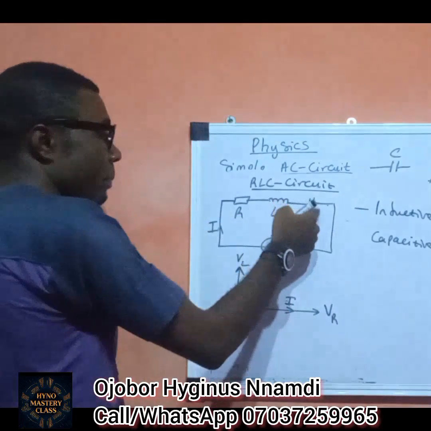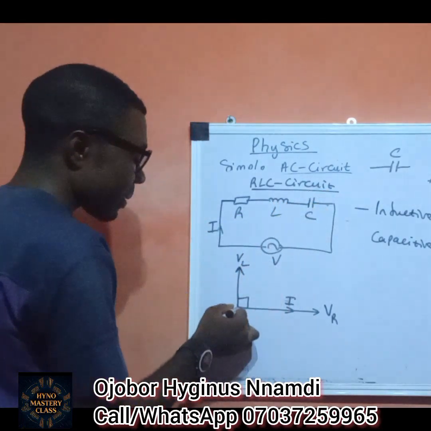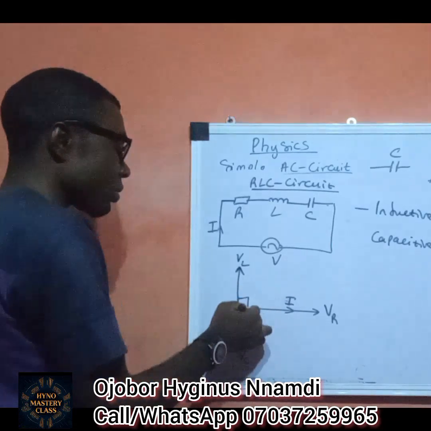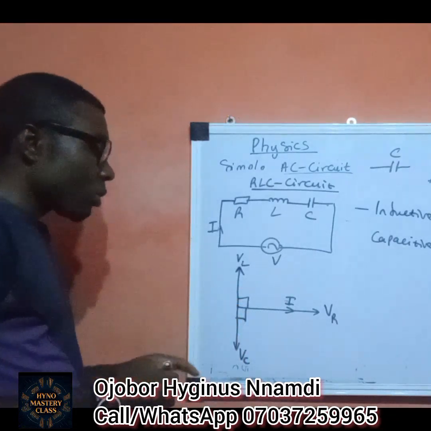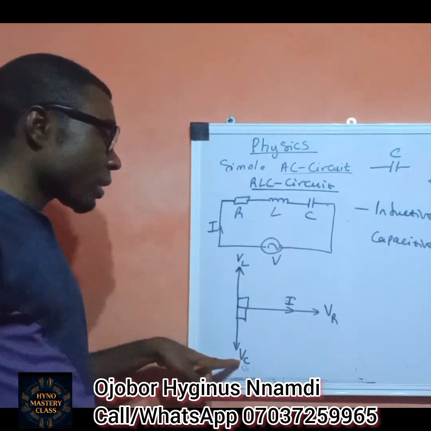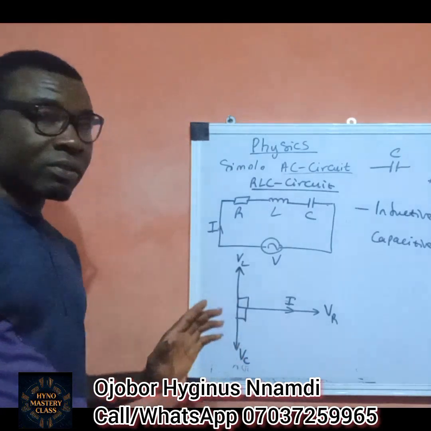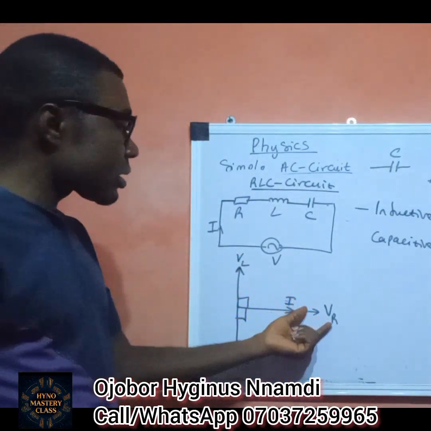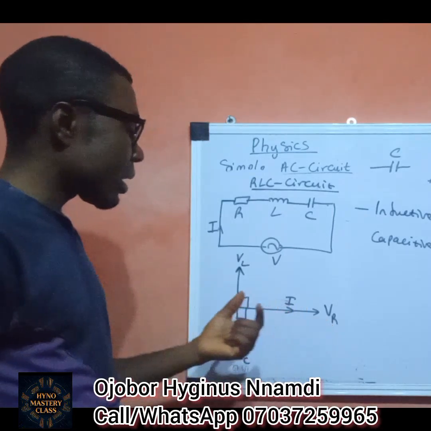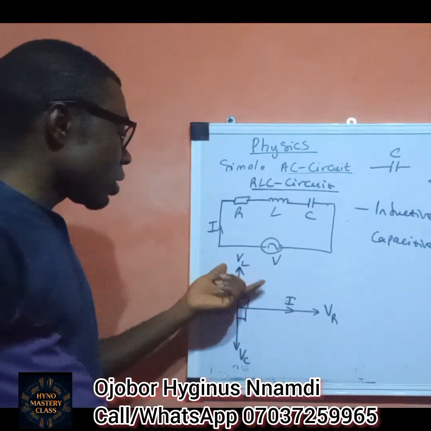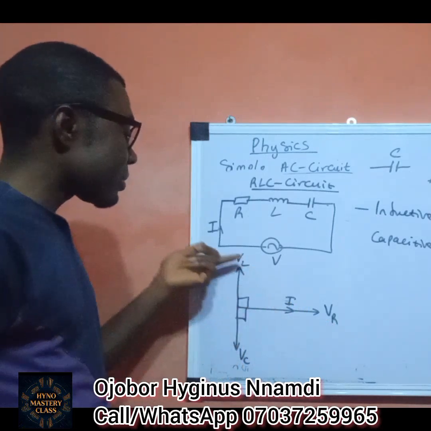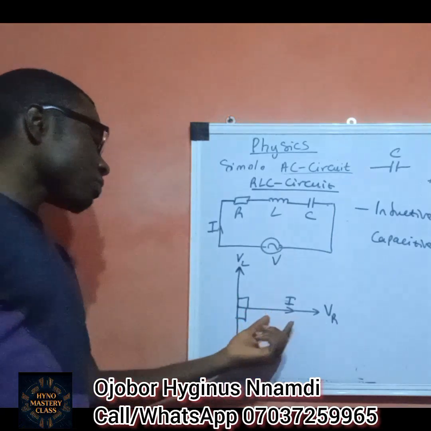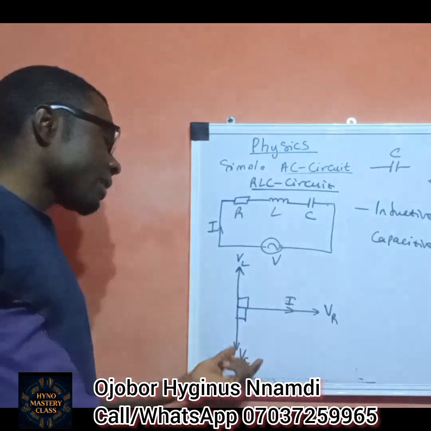Then that of a capacitor, the voltage that will drop across this capacitor is going to be below the current. So it means the current of a capacitor leads the voltage that drops across the capacitor by 90 degrees. Let me just recap again. The voltage and current in a resistor are in phase. The current in an inductor lags the voltage of an inductor by 90 degrees, while the current of a capacitor leads the voltage across the capacitor by 90 degrees.